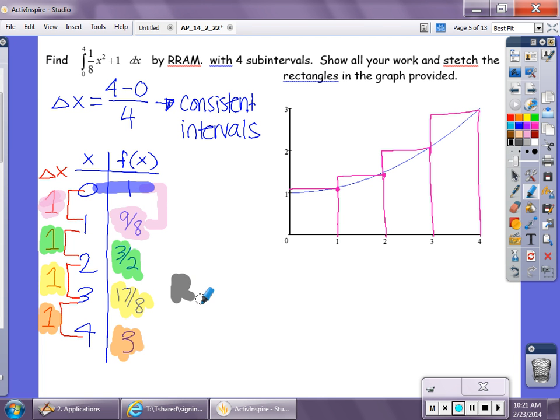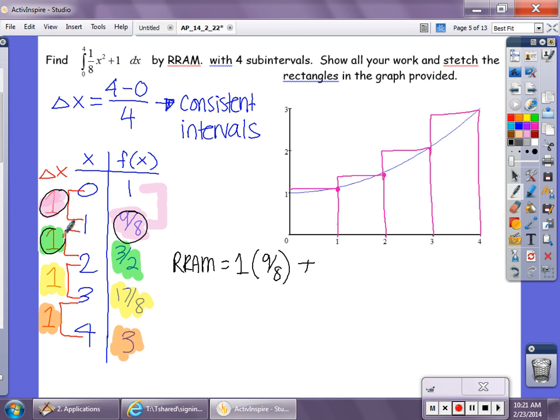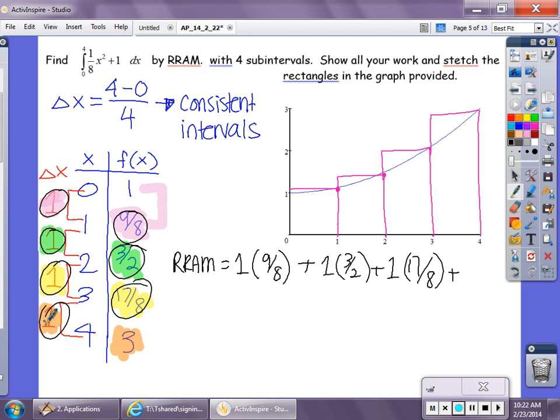So my RRAM would be the pink width of 1 times the 9/8 plus the green width of 1 times 3/2, yellow width of 1 times 17/8, and then orange width of 1 times a height of 3. Matches the graph that's up here.